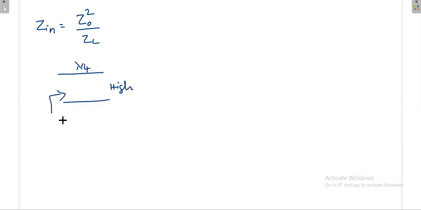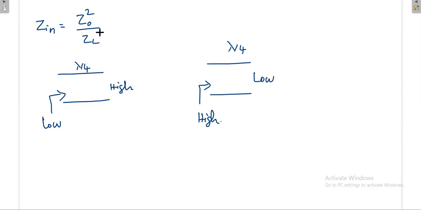You will observe low impedance, because as per this formula, Z0 is constant for a given line. Once ZL increases, Zin will decrease, or otherwise if ZL is low, then Zin will be high. That means it transforms the impedance from high to low or low to high. That's why this section of the transmission line is called a quarter wave transformer or impedance transformer, because it transforms the impedance from high to low or from low to high.